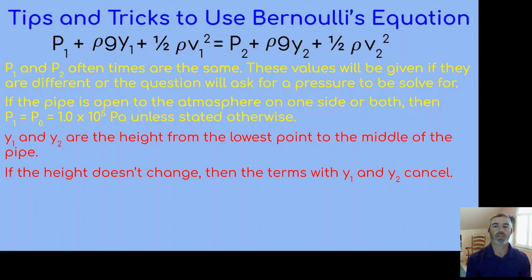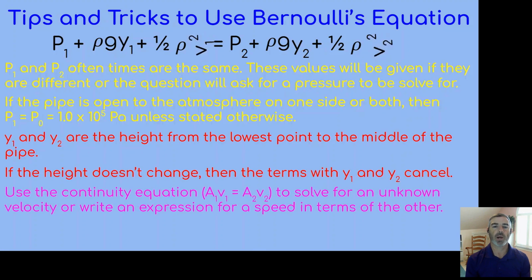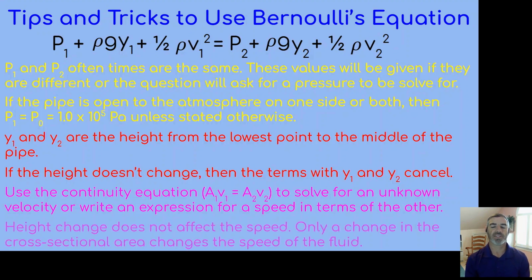Now, using the continuity equation is how we're going to find one of the speeds. So we'd probably be given one of the speeds, or we can solve for those speeds in terms of the other. So we can use the continuity equation to write an expression for v2 in terms of v1. So if we wanted to solve for v2, we just divide by A2, and that would give us an expression for v2. The height change does not affect the speed. Only a change in the cross-sectional area affects the speed of the fluid.